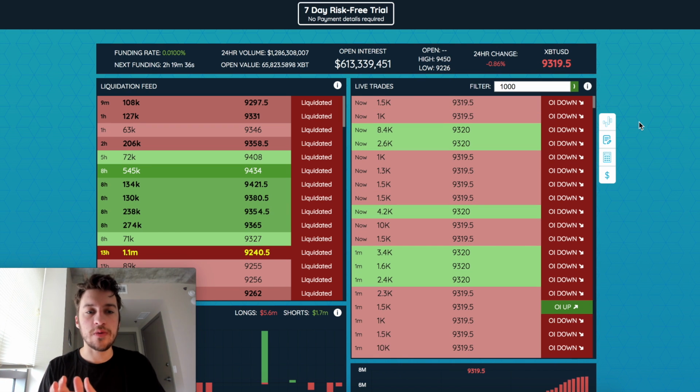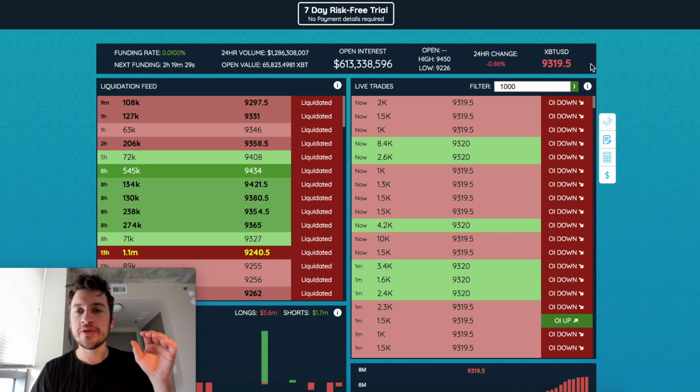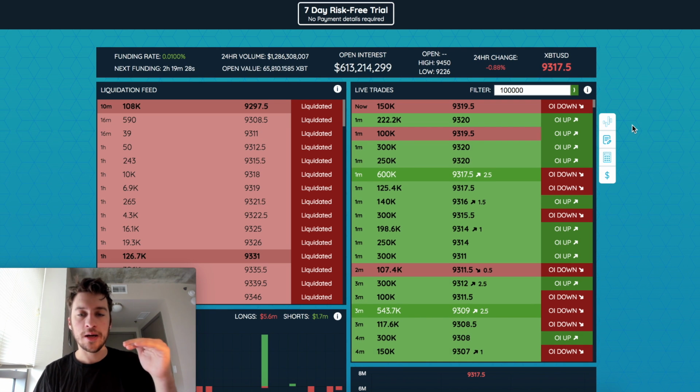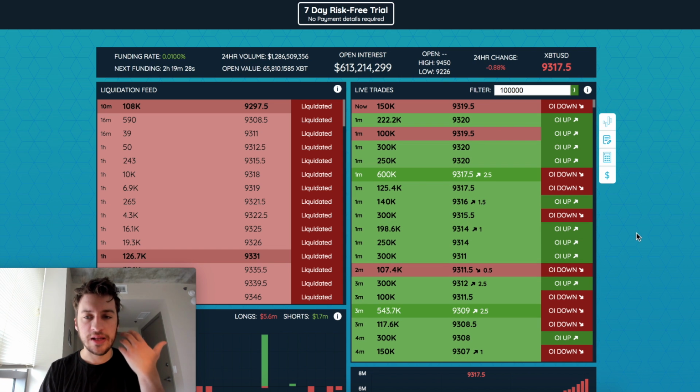Now, how I use this to actually live trade is this. What I personally like to see is the very large traders having OI up. So let's say that we see a lot of market sells here. We just see a lot of red, and we see a lot of OI up. So open interest is rising. That means that we know that a lot of $100,000 plus shorts are opening positions using market orders. That to me is quite bearish.